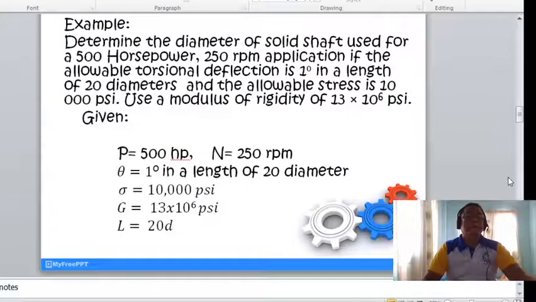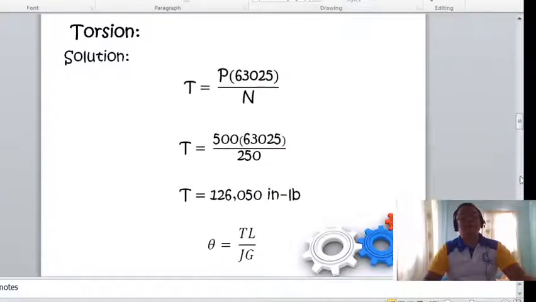So we have here now the solution. Torque equals power multiplied by 63025 over N. Take note, class, that the given is in English units, so that's why we use that formula. Substituting values, 500 multiplied by 63025 divided by 250, the torque now is 126,050 in-lb.